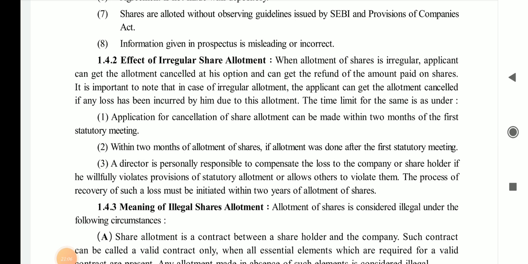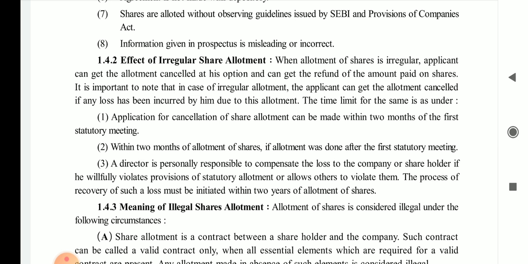Now the effects of the irregular allotment. When allotment of the share is irregular, the applicant can get the allotment cancelled at his option and can get the refund of the amount paid on the share.